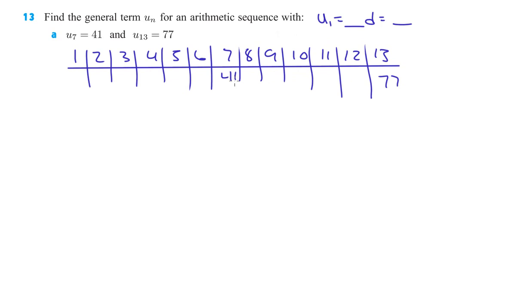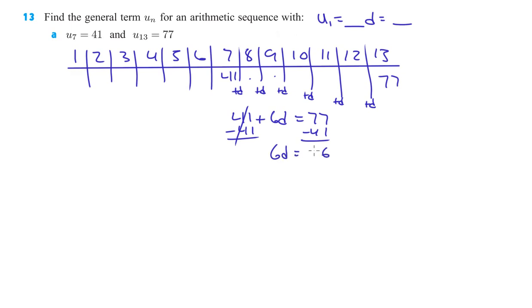I know that I'm going to take 41, and if I add one difference, it gets me to this number. I add another difference, it gets me to this number. So I'm just going to keep putting plus d's at the bottom of all these lines. So I know that 41 plus 1, 2, 3, 4, 5, 6 d's is going to give me 77. So I subtract 41 from both sides so I can figure out what d is. 36 equals 6d, divide by 6.